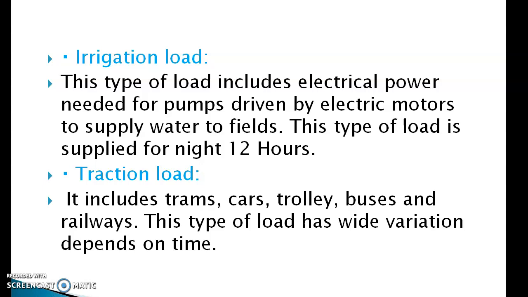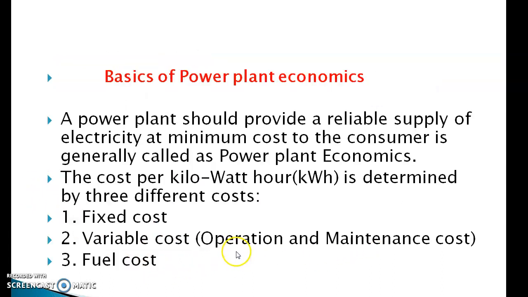Today I am going to explain Chapter 8, GTD, subject of 4th semester Electrical Engineering. The topic is types of loads. Irrigation load: this type of load includes electrical power needed for pumps driven by electric motors to supply water to the field. This type of load is supplied for night 12 hours. Traction load: it includes trams, cars, trolleys, buses and railways. This type of load has wide variation, depends on the time.